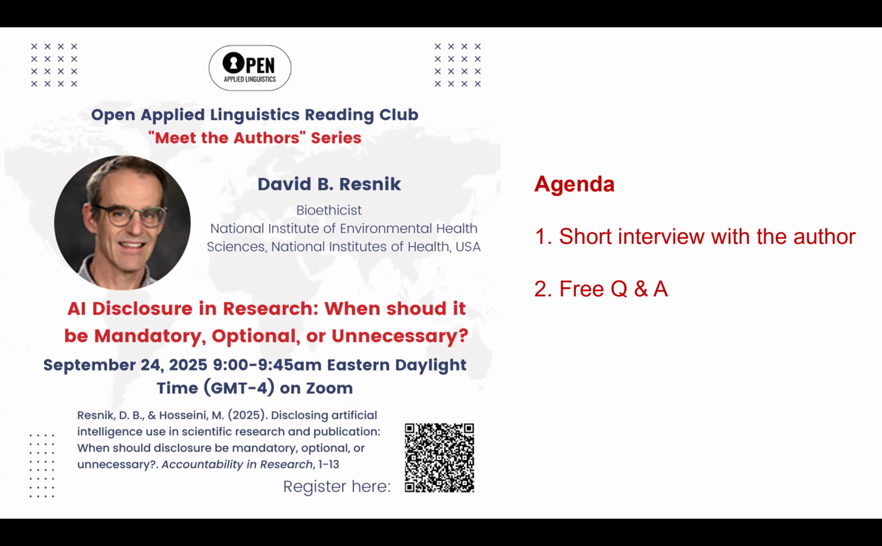Dr. Resnik has published over 250 peer-reviewed articles and 10 books on various topics in philosophy and bioethics, and is a fellow of the American Association for the Advancement of Science. He serves on several editorial boards and is an associate editor of the journal Accountability in Research. Dr. Resnik was chair of the National Institute of Environmental Health Sciences Institutional Review Board, IRB, from 2008 to 2019, and is a certified IRB professional.